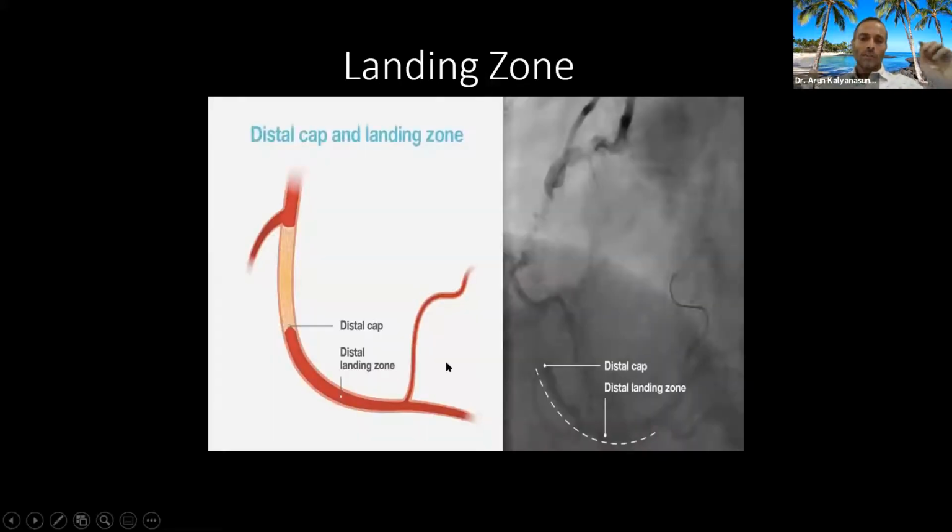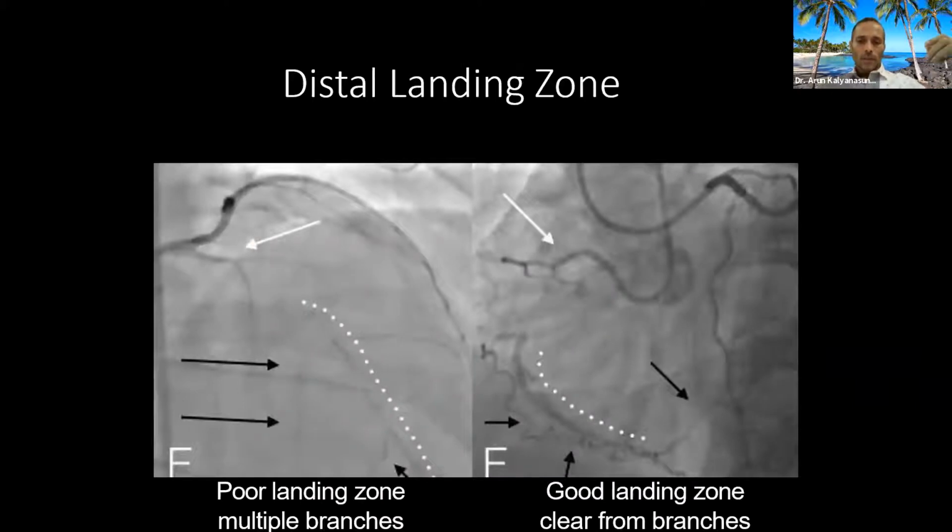There's another term that we refer to as the landing zone. I already told you what the distal cap is. That part of the vessel beyond the distal cap is what we refer to as the landing zone. Sometimes you'll hear, is it a good landing zone or not a good landing zone? And the various things that make it: is it disease-free, is it calcific, and so on. A smallish vessel might be a poor landing zone, especially if you have a lot of significant branches. A good landing zone is devoid of branches and it's pretty juicy. It's a good sized vessel.